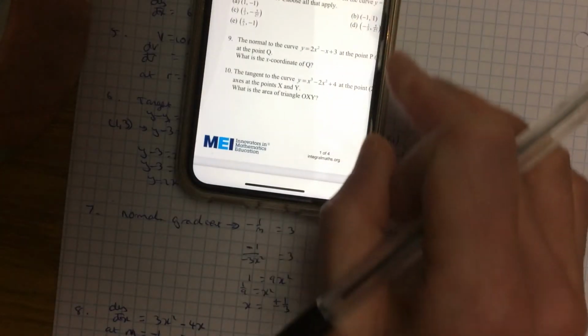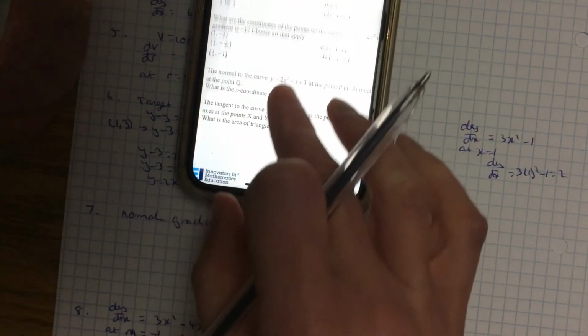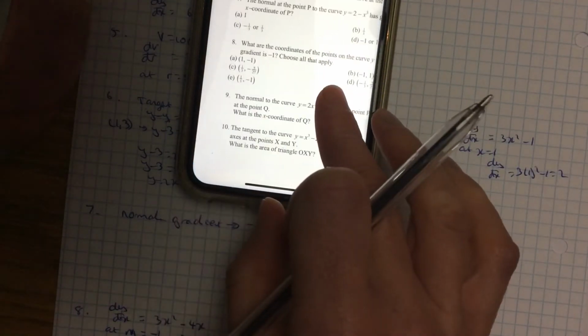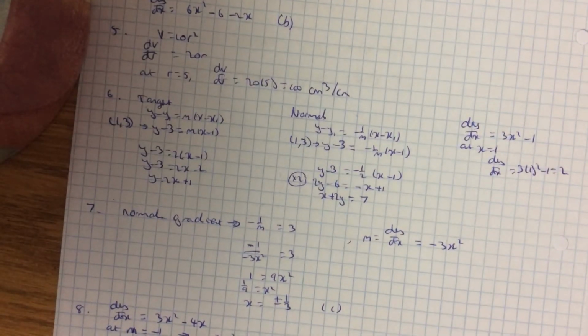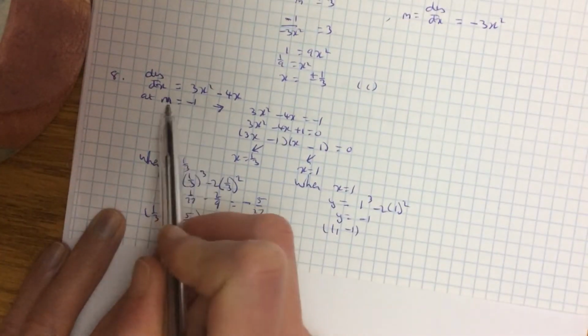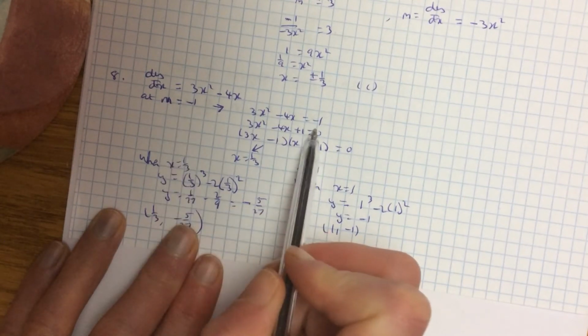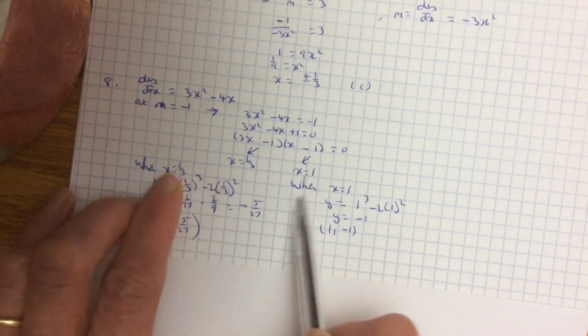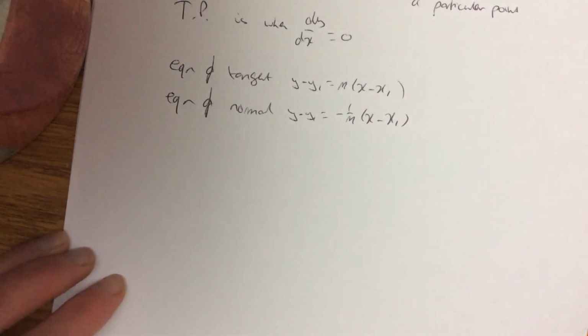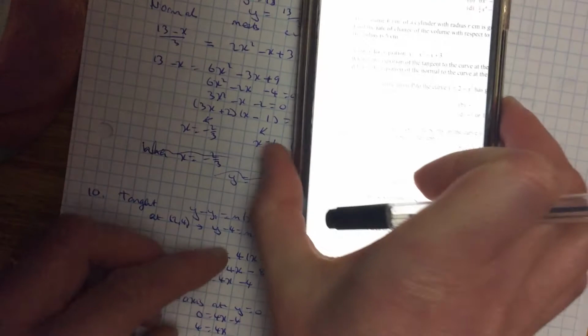Number 8, what is the coordinates of the point on the curve where the gradient is -1? So differentiate, number 8. So you differentiate and put it equal to -1 and solve it. Get your x coordinates and don't forget to sub in to get your y coordinates. And 2 more questions from this wee section.